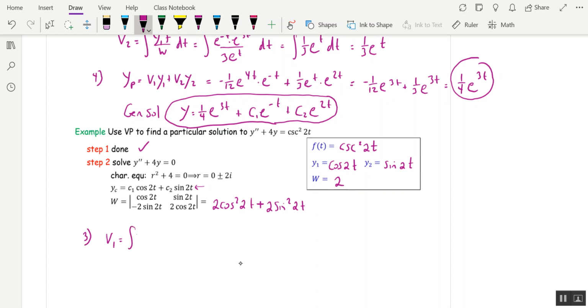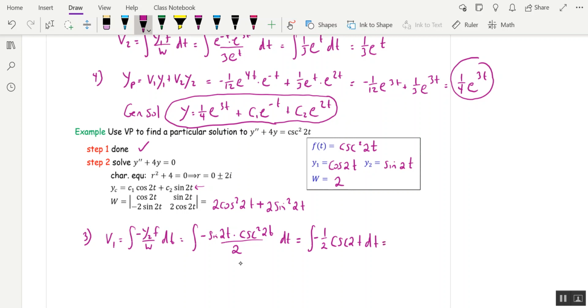My v1, remember, is the integral of negative y2 f over W, which is the integral of negative y2, which is sine 2t, f is cosecant squared 2t, and I'm dividing by 2 dt. Now, cosecant is 1 over sine, so this just simplifies to the integral of negative 1/2 cosecant of 2t. This is just a basic formula.